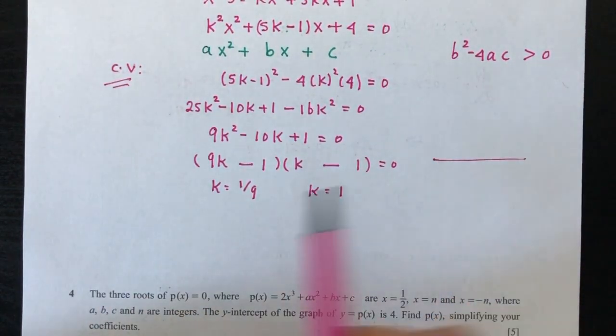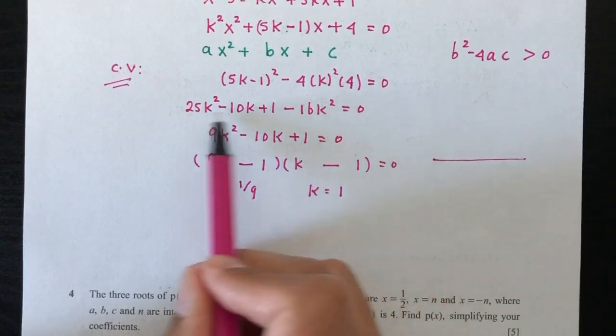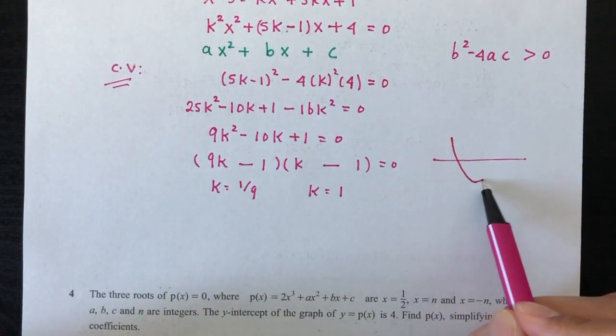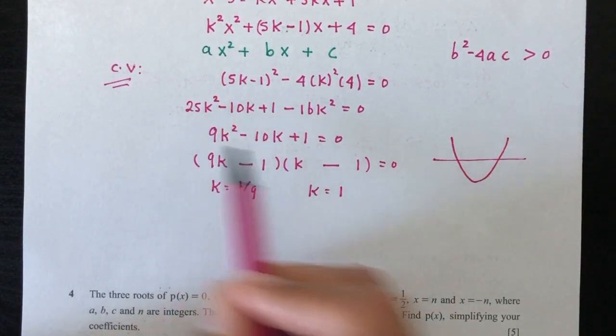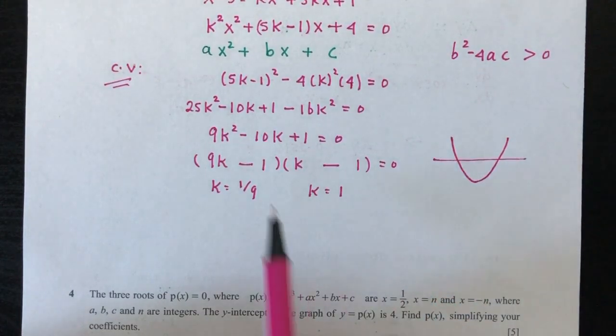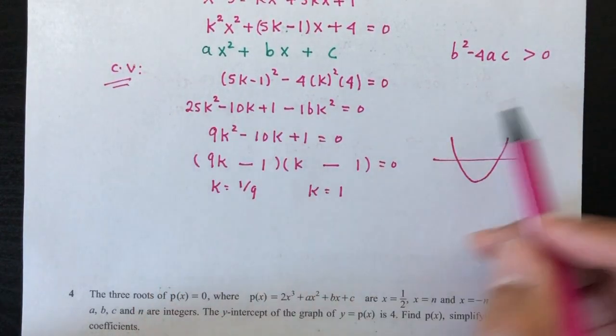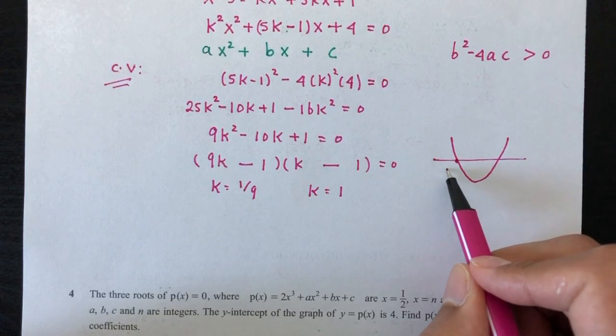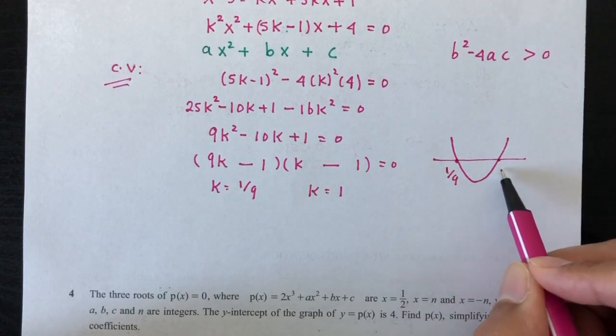Now you have to look at this curve here. As you can see, this curve looks like this shape, right? Because it is positive, you will be looking at this shape. So for what value of k? This value here is 1 over 9. This value here is 1.